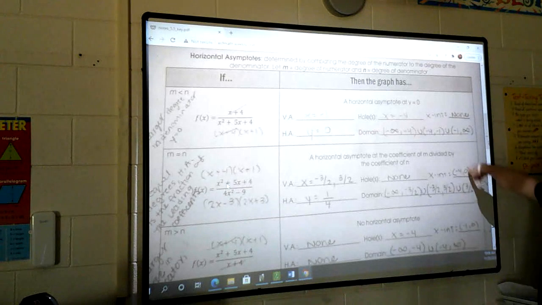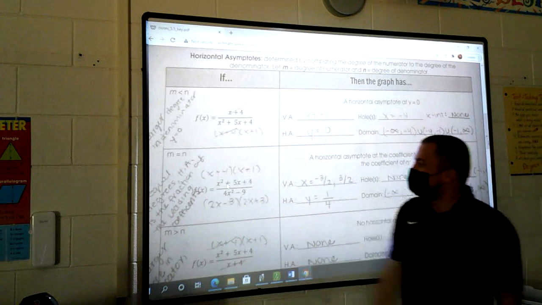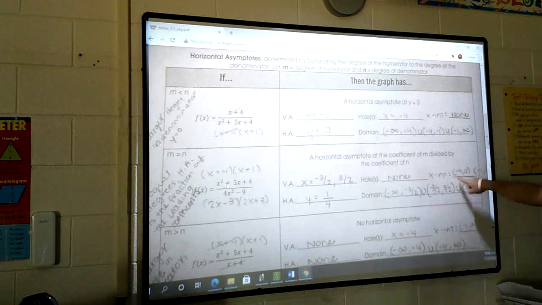X-intercepts, that's where the top would be 0. So x plus 4, so there's one at -4. X plus 1, so there's one at -1. So there's an x-intercept at -4 and at -1. Means it crosses the x-axis there.